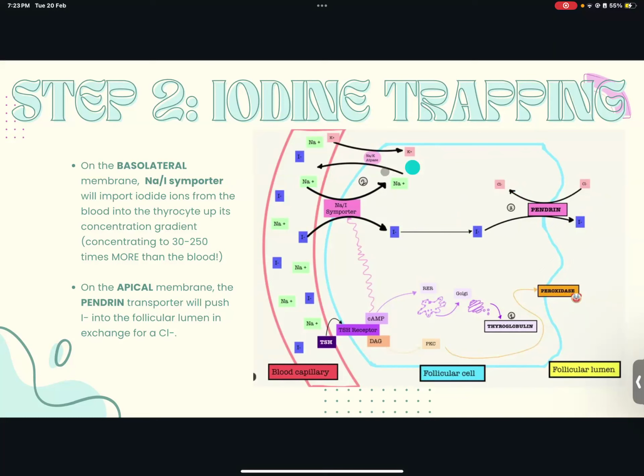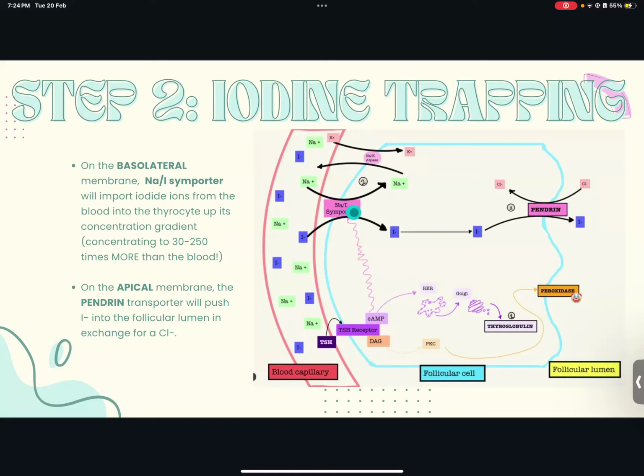So it's important to remember that 2 sodiums, which I didn't draw on the diagram, for every iodine are symported into the follicular cell on the basolateral membrane, and 1 chloride is pulled into the cell in exchange for 1 iodide out into the follicular lumen. Now, I want to mention that NIS is very highly expressed in the thyroid gland, but it's also found in other places, for example, in the placenta, the salivary glands, and actively lactating breast. I'm just saying this because Dr. Simon mentioned it in his lecture, but I don't think it's that important.